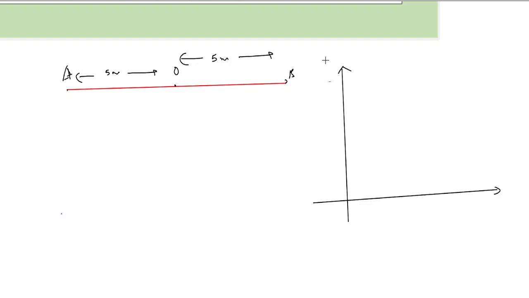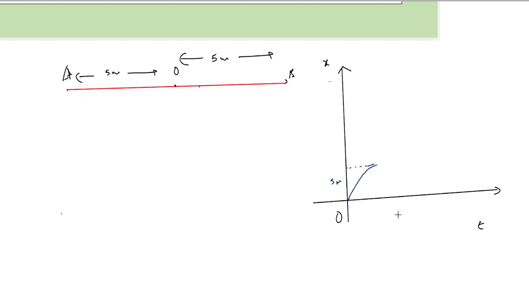A graph of displacement versus time. Starting from the reference point, it will be 0. As time increases, it will start to cover more distance, maybe like 1 meter, 2. It will keep on covering, and the graph will keep on going like this. Then it goes to point B, where it will have maximum displacement. So this will be 5 meter.